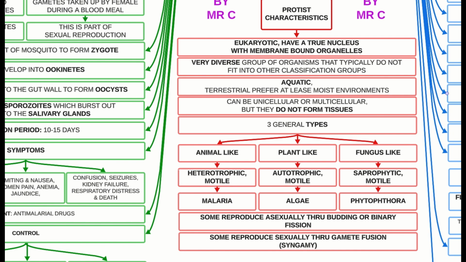There are three general types. There are animal-like, which are heterotrophic and mobile, such as malaria. There are plant-like, which are autotrophic and motile, like algae. And there are fungus-like that are saprophytic and mobile, like Phytophthora. Some reproduce asexually through budding or binary fission. Some reproduce sexually through gamete union, which is called syngamy.